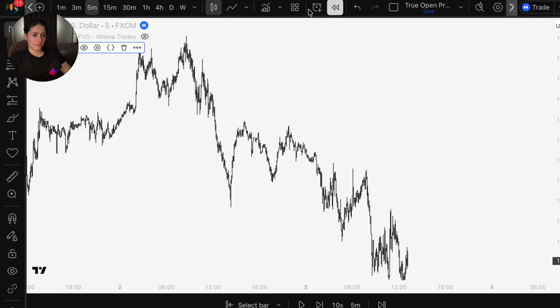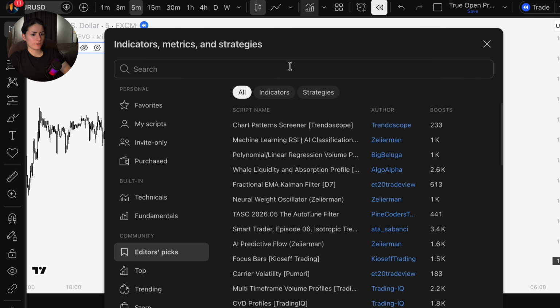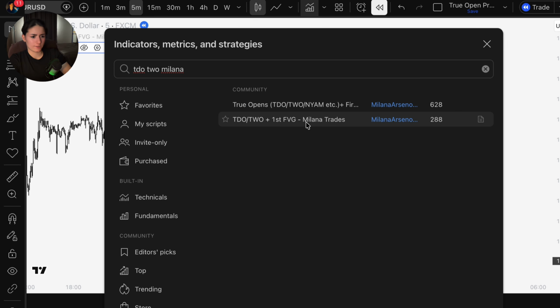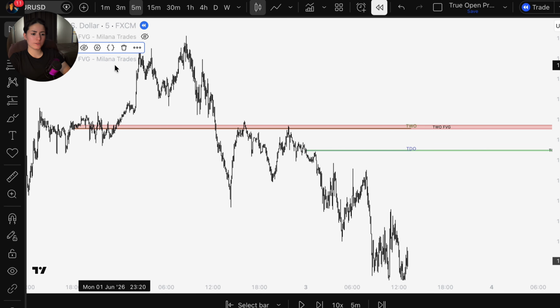Let's add the free indicator to our chart. All you need to do is open the Indicators tab on TradingView and type TDO, TWO, Milano. It means true day open, true weekly open. You will see it right there. Just click on it. As you can see, it automatically shows you these two opening levels and the very first FVG after them. For the first time, you can absolutely use this free version to get started.